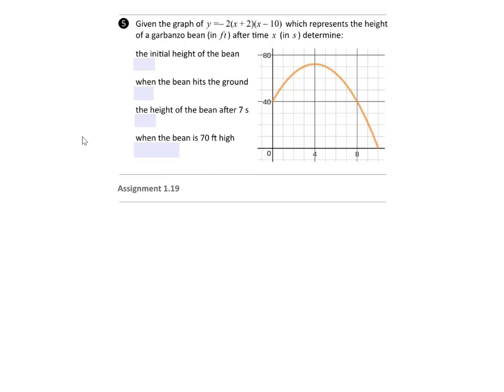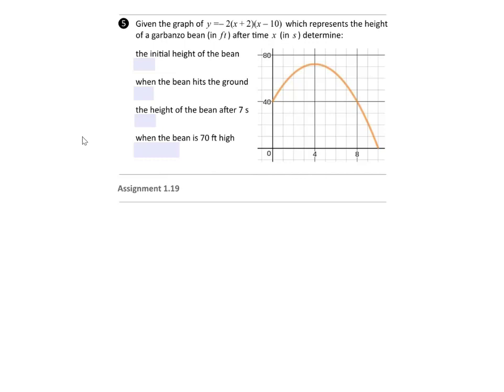Finally, we have a word problem. Given the graph y equals -2(x + 2)(x - 10), which represents the height of a garbanzo bean in feet after time x in seconds. Determine the initial height of the bean.